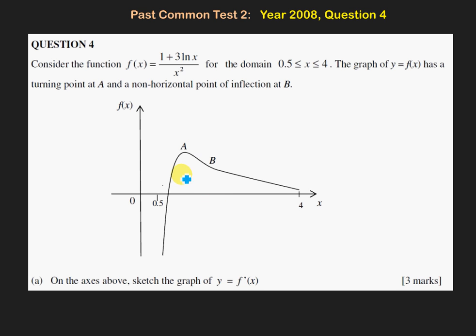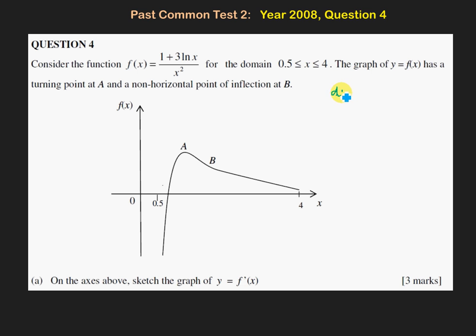Alright, let's look at question 4 from year 2008. It's a common test 2. The first part is curve sketching. So let us review some of the theory required.